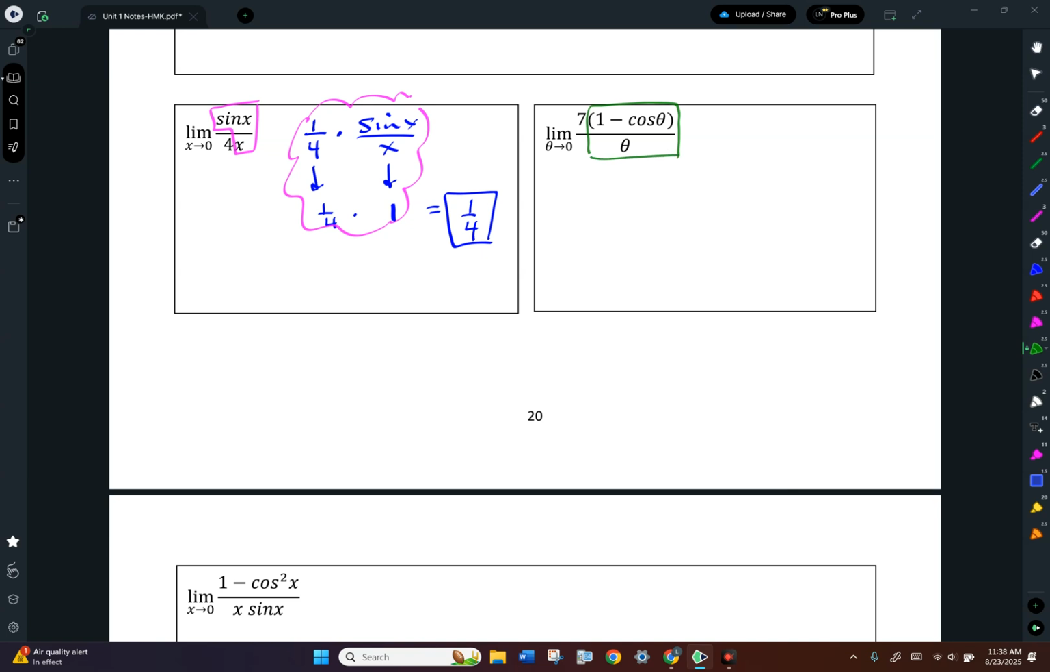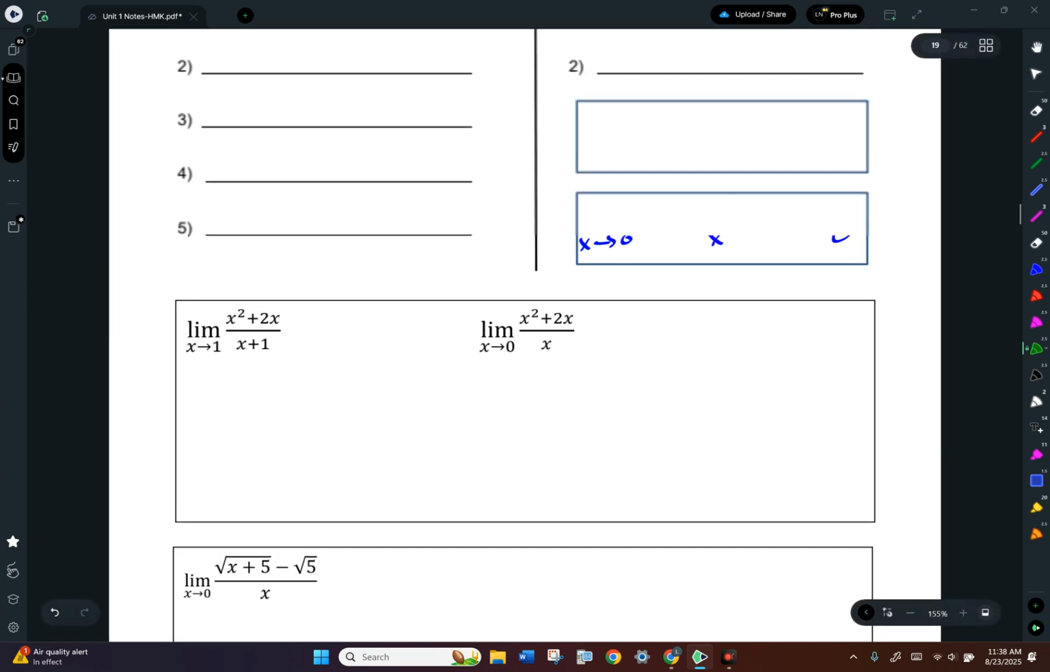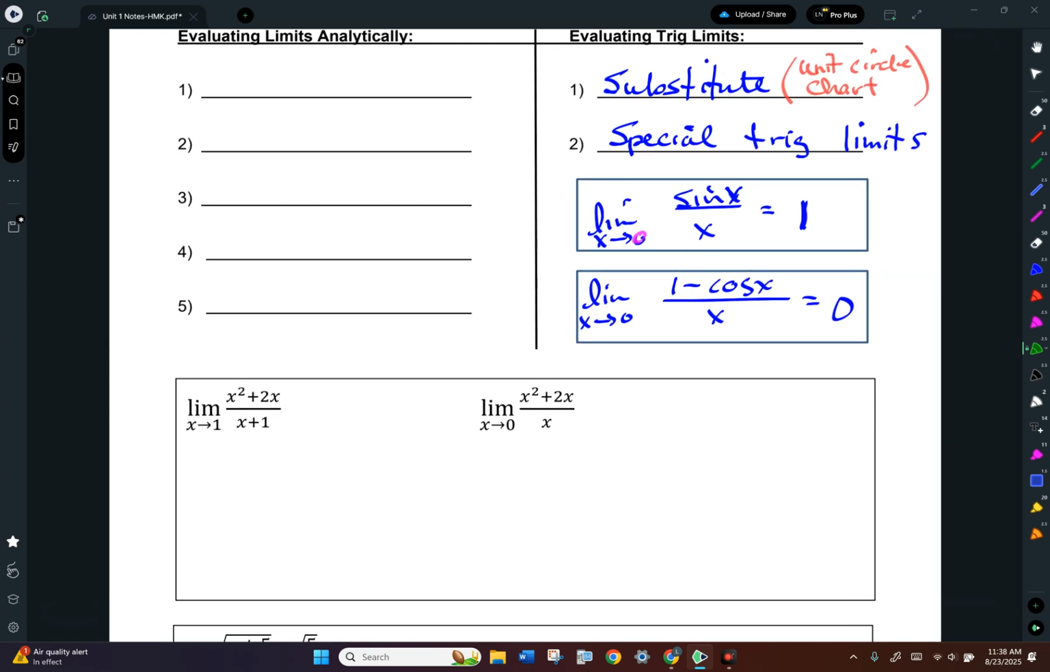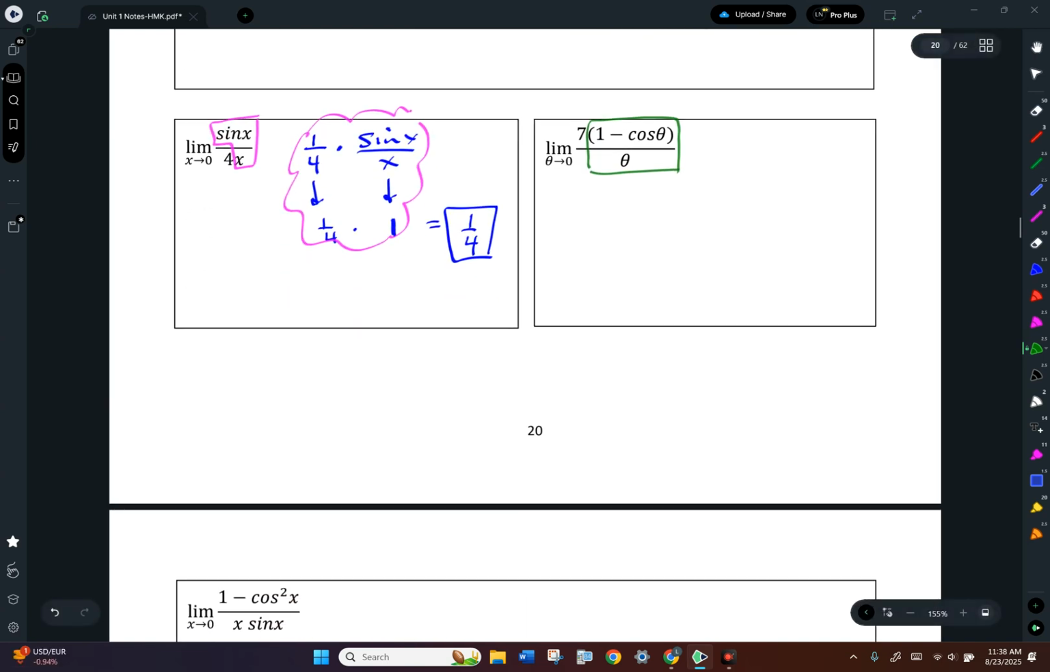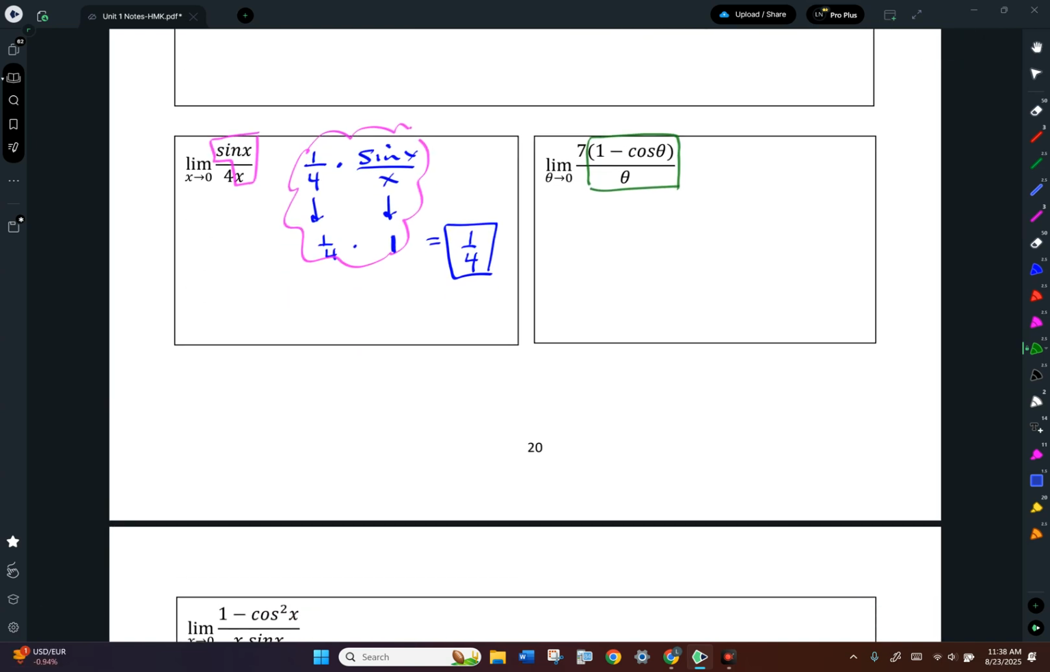Now, don't worry that this is a theta and not an x, okay? Up on these special trig limits, the x just stands for the angle. We can call the angle anything we want, okay? So when you see 1 minus cosine theta, that's virtually the same as saying 1 minus cosine x. So if this part equals 0, and I multiply that by 7, this whole thing just equals 0. Okay, so those are the most basic form of how this might look.